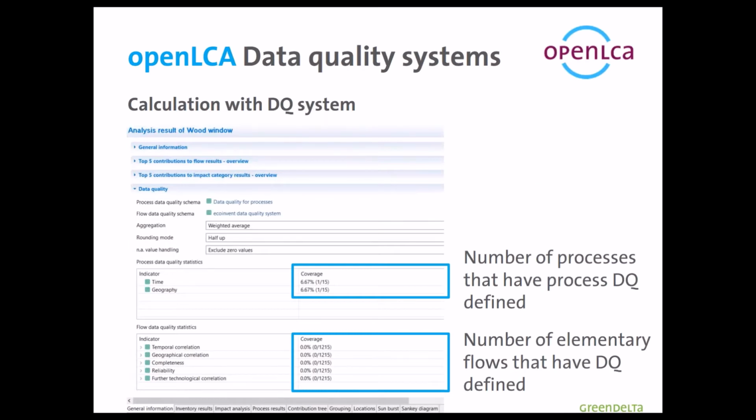And some tabs are extended by new information. So in the general information tab, which is still the first one, you have some statistics about the data quality. You can see, for example, how many of your processes have process data quality defined. In this case, it is only one process out of 15, which is a really small product system in total. And below this, you can see the same information for the flow data quality. So this is just some statistics.